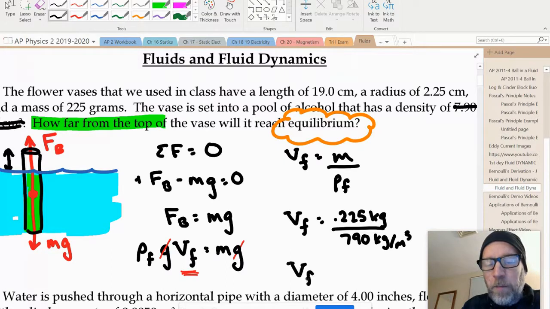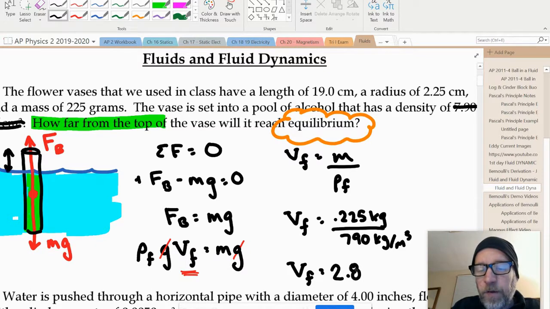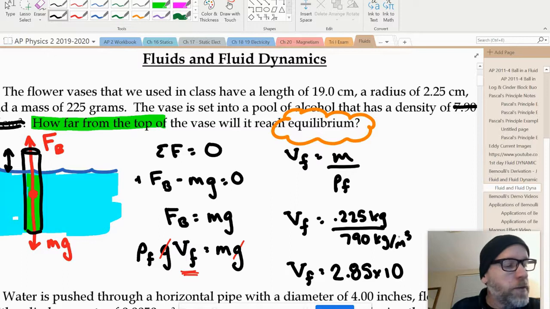And I'm going to get some number that's pretty small. It's a vase. It's not going to have meters cubed of volume, right? Meters cubed is pretty big. So 0.225 divided by 790, and I get 2.85-ish times 10 to the minus 4 meters cubed.